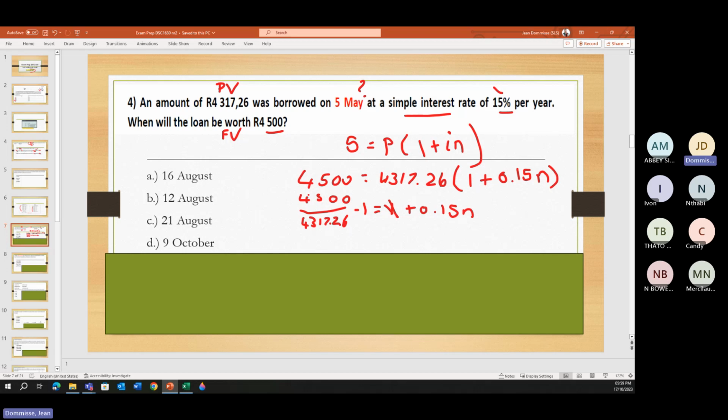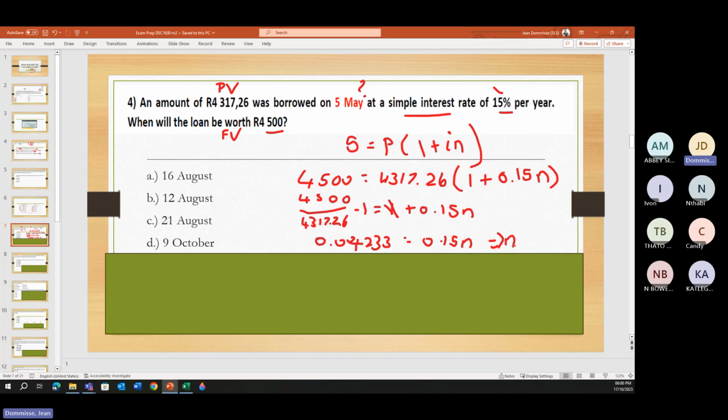So 4,500 divided by 4317.26 will give me 1.0423. And if we subtract 1, we get on this side 0.0423. I'm just going to keep it at that. And on the other side, still equal to 0.15n. Then we need to divide by 0.15 to isolate n on its own.